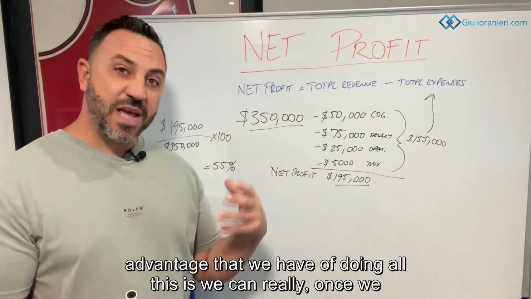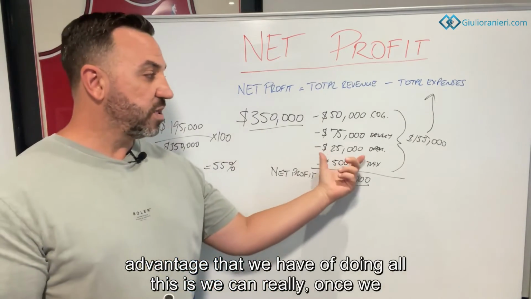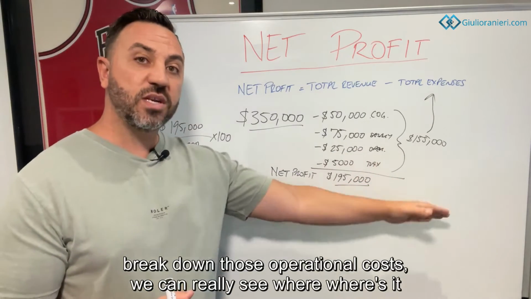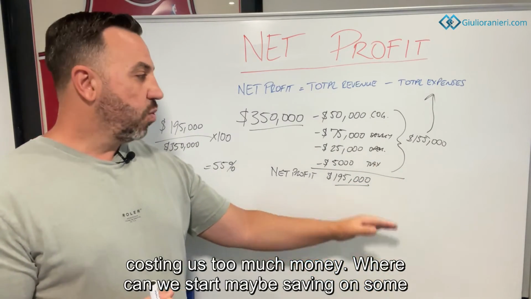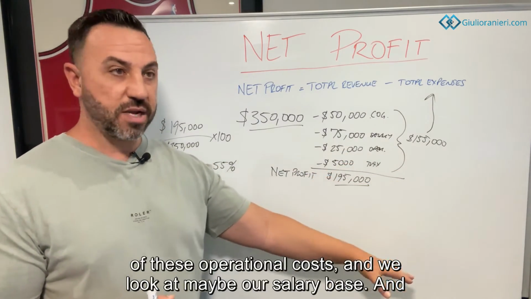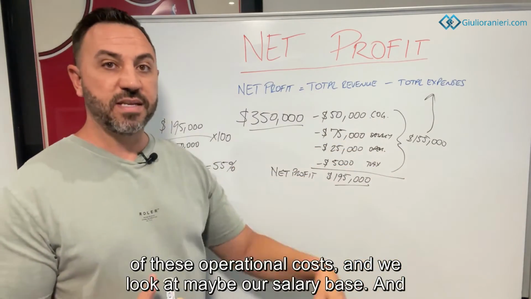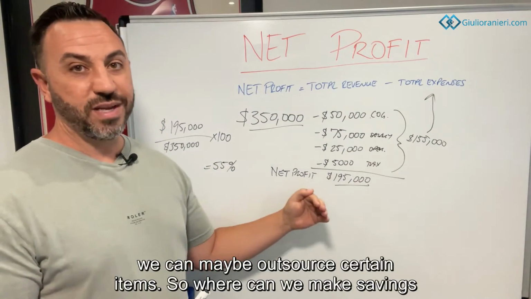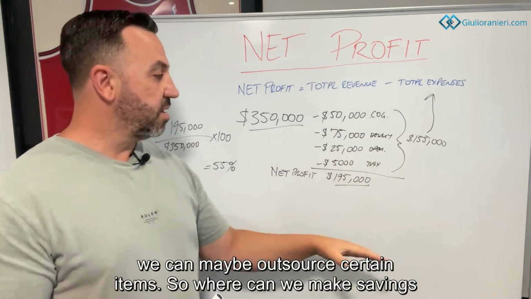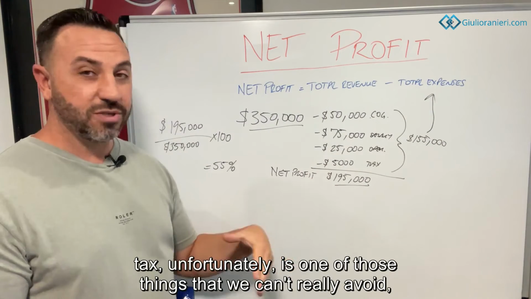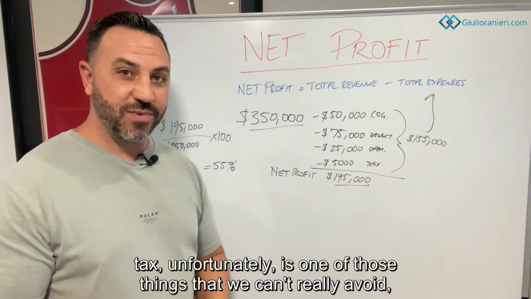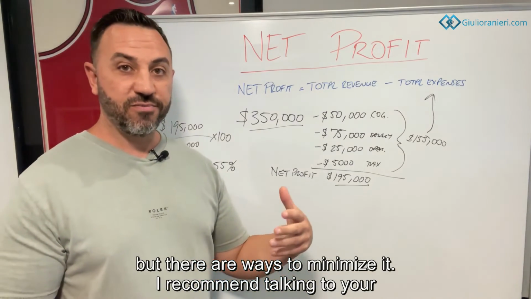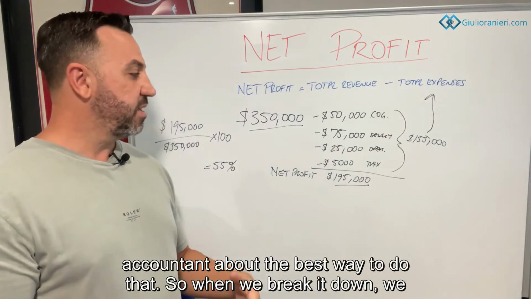Now, the advantage of doing all this is that once we break down, say, those operational costs, we can really see where it is costing us too much money. Where can we start saving on some of these operational costs? We look at maybe our salary base, and we might figure that we need some additional people now to deliver, or we can maybe outsource certain items. So where can we make savings? Tax, unfortunately, is one of those things that we can't really avoid, but there are ways to minimize it. I recommend talking to your accountant about the best way to do that.